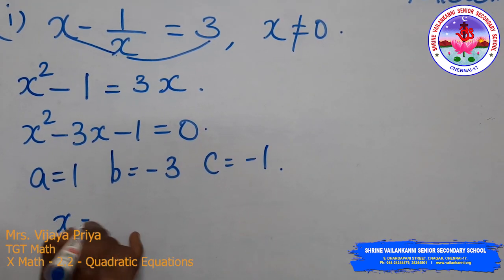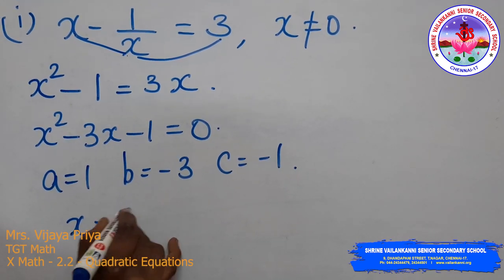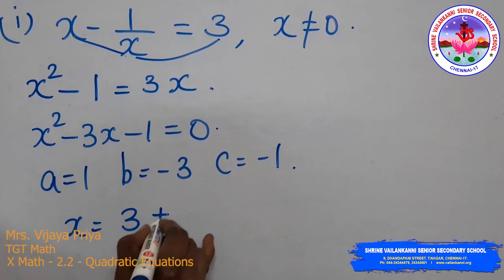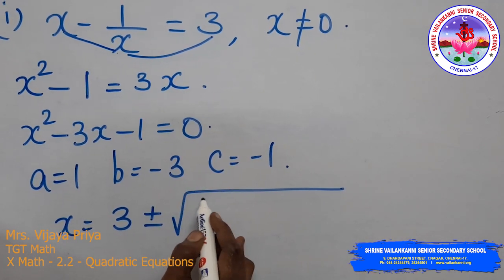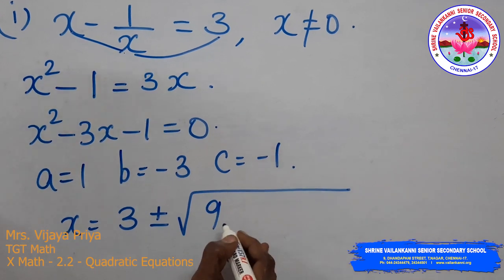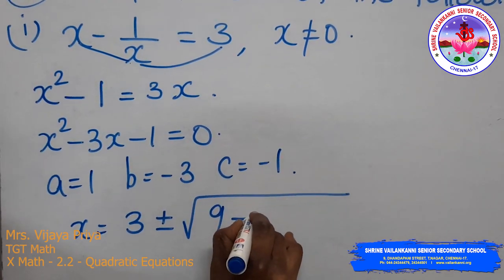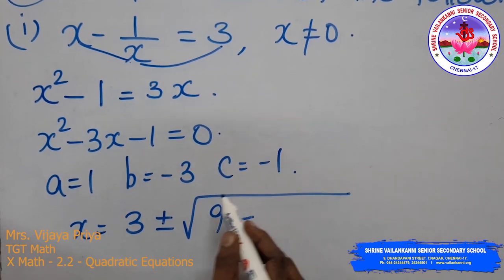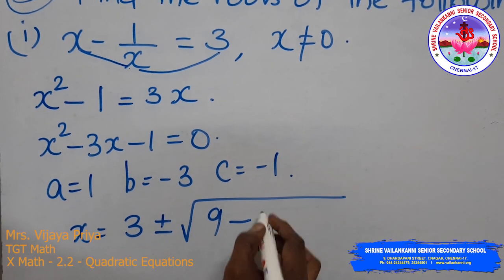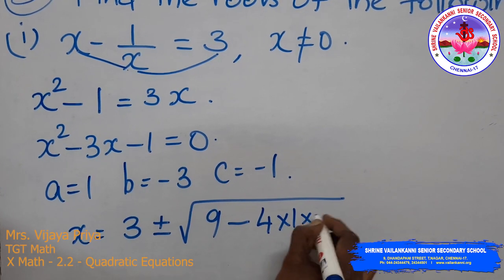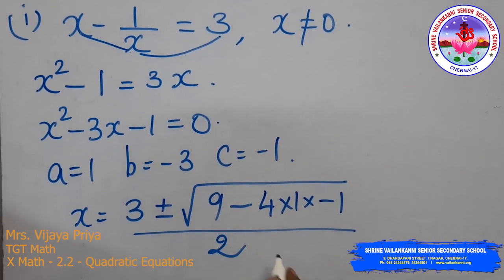So x is equal to minus b. So minus into minus becomes plus. So I will get 3 plus or minus square root of b squared, minus 3 the whole square becomes plus 9, minus 4ac. So minus of 4 into a value is 1, c value is minus 1, so 4 into 1 into minus 1, divided by 2a. So 2 into 1 becomes 2.